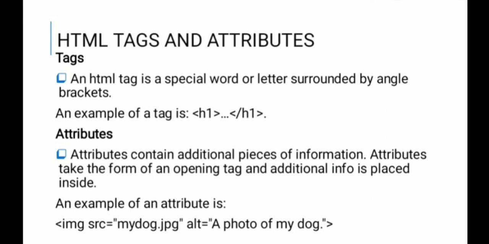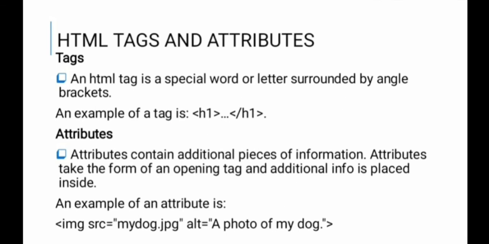Then we are moving to HTML tags and attributes. What is an HTML tag? An HTML tag is a special word or letter surrounded by angle brackets. Here is an example of a tag. This opening and closing H1 tags are used for providing first level headings in our HTML documents.